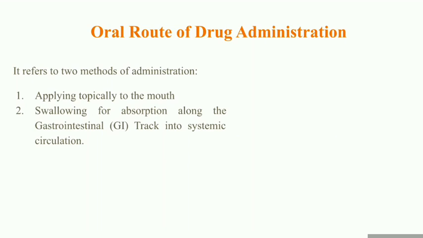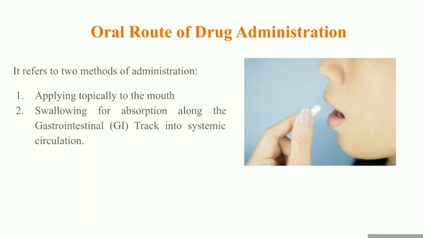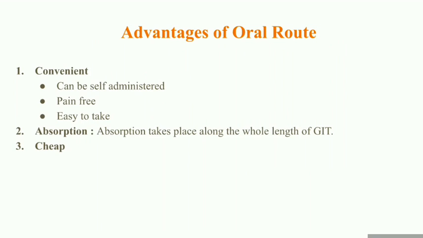Now the oral route of drug administration. This is the subdivision of systemic route of drug administration. As you saw in the previous slide of that flowchart, it refers to two methods of administration. The first one is applying topically to the mouth, and the next one is swallowing for absorption along the gastrointestinal tract into the systemic circulation. The advantages of oral route are, the first one is convenient. It is convenient to the patient because it can be self-administered, it is pain-free and easy to take with water.